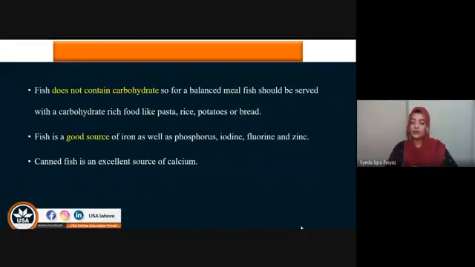can get calcium from canned fish, because we all know that calcium is very important for your bone health. So calcium needs to be taken in. If somebody is lactose intolerant or does not drink milk on a daily basis but is fond of fish, canned fish like tuna or mackerel can be taken because they are obviously a good source of calcium.